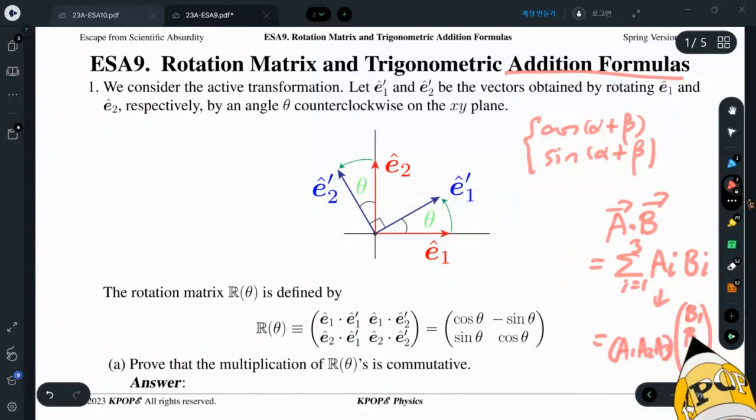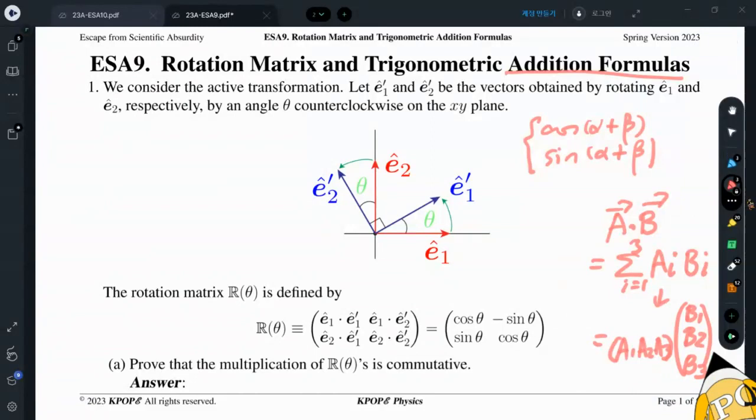In mathematics class, they don't teach you in this way because they don't know the origin. The origin of matrix is physics. Don't forget. Okay, so using this method, we can find the addition formula very easy way.